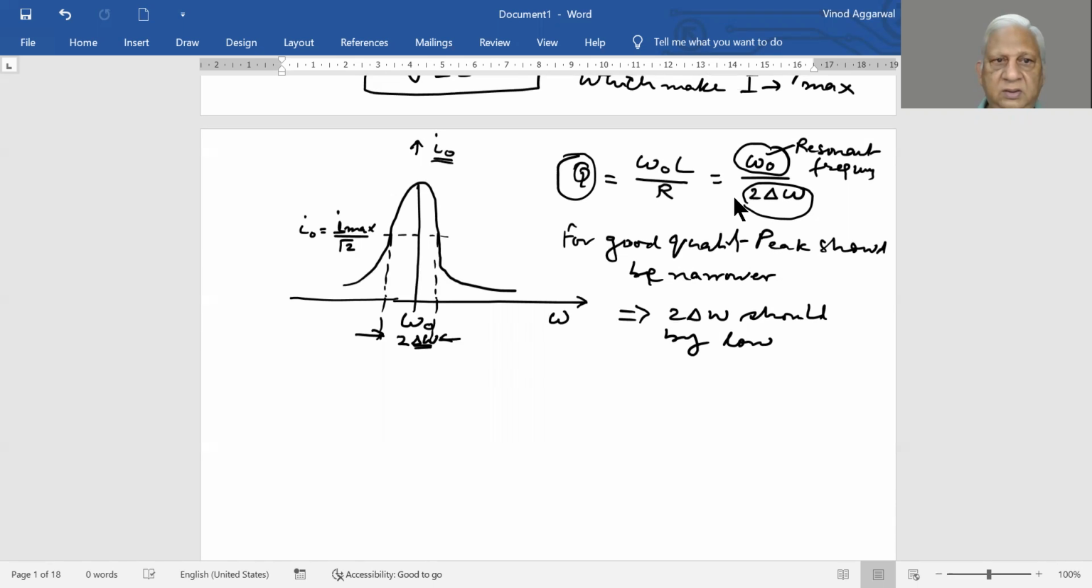This quality factor is very much important when you're tuning your radio. When you tune your radio, you would wish that for a very narrow band, you should get your peak value, and peak value means you have tuned to the proper station.